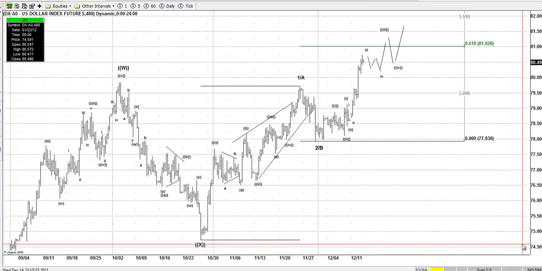I don't like the idea of what copper is doing. I understand that it can be a flat, and that still is our principal count, but it's there. Also, oil sold off pretty hard today, the same with gold. So at this stage, we're still going to keep the view that a bounce in favor of risk is coming.